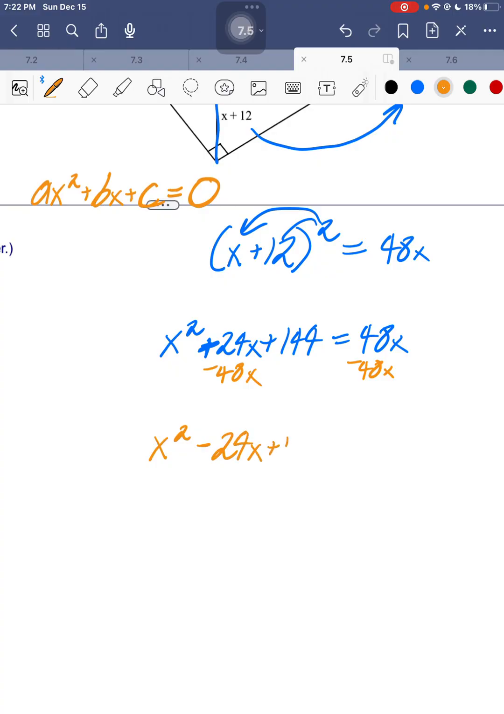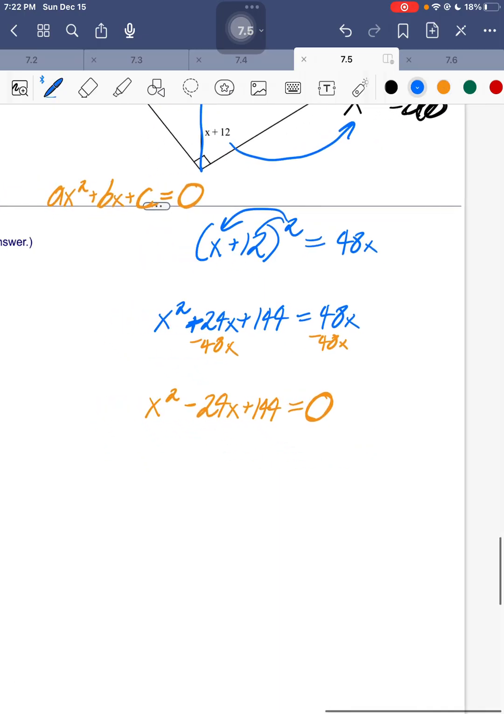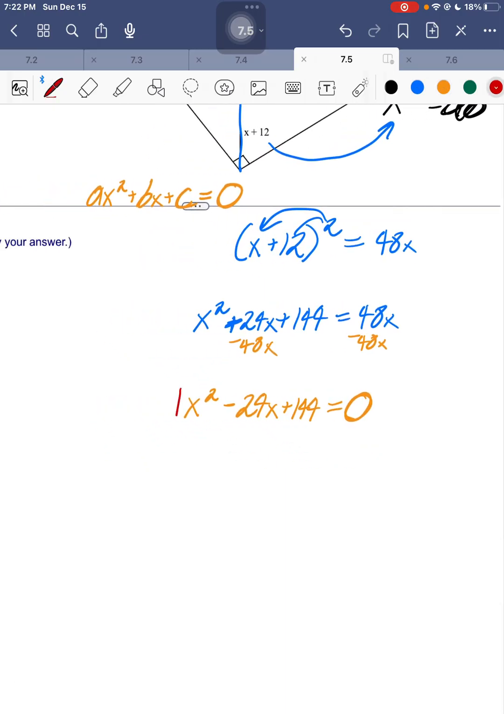So let's subtract 48x. So now we're going to have x squared minus, I think 24x. Yep. Plus 144 equals 0. So now we got to do the rainbow method, right? So what is 1, because that's the coefficient of this x squared, right? 1 times positive 144, well, that's just 144. So now I have to find out what two numbers multiply to give me positive 144 and add together to give me negative 24. So let's figure that out.